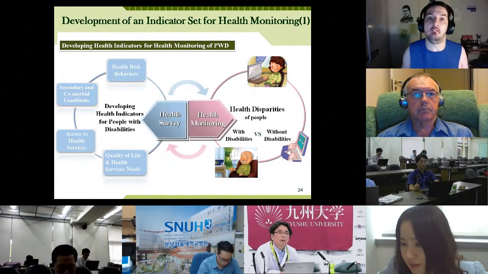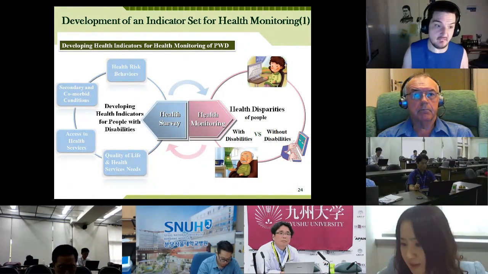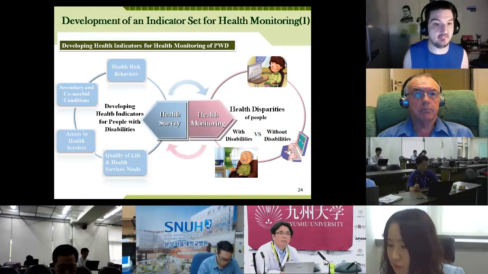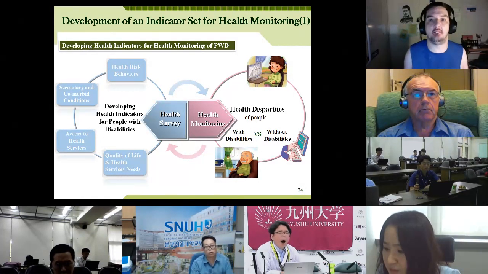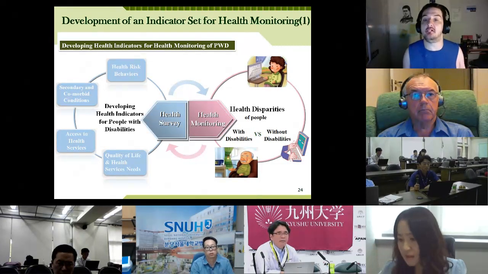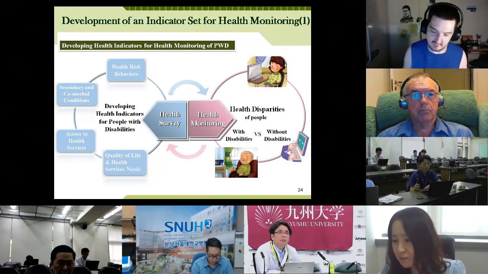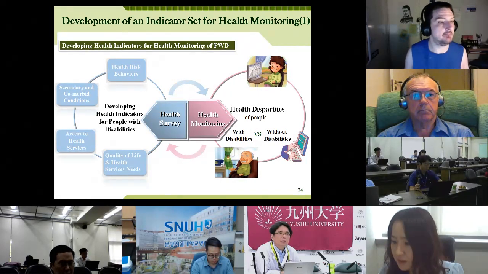For the construction of the health monitoring system of people with disabilities, we developed an indicator set. Through these indicators, the health conditions of disabled people can be assessed. They can be compared with non-disabled people, and health-related disability policies can be established.